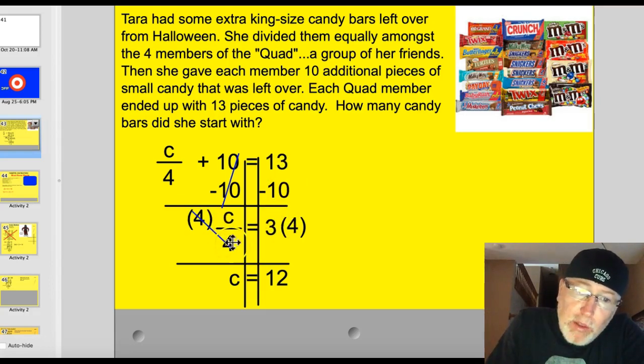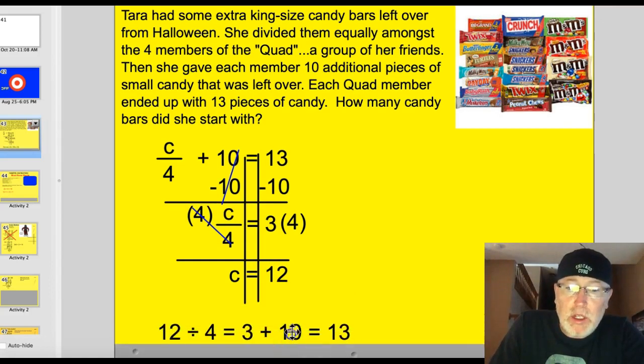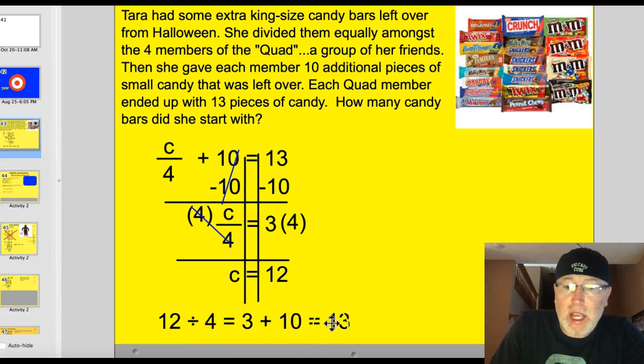Then you got to get rid of the 4 down here in the denominator. So the way to get rid of divided by 4 is we multiply by 4. But you have to do it on both sides. Balance that equation out. These guys just cross off and you have 3 times 4, which is 12. So you get c equals 12. And you can pop it in and see if it works. 12 candy bars divided amongst 4 people would be 3, plus 10 little pieces of candy, total of 13 pieces of candy.